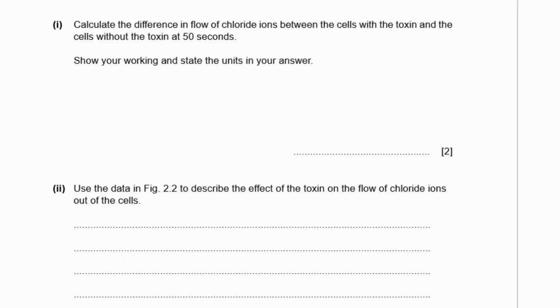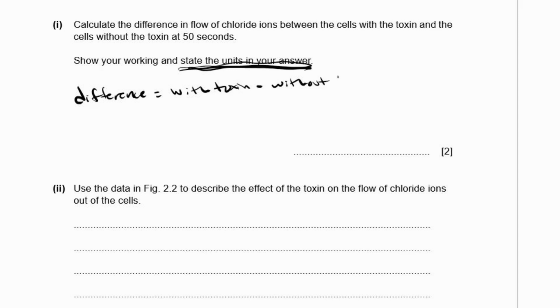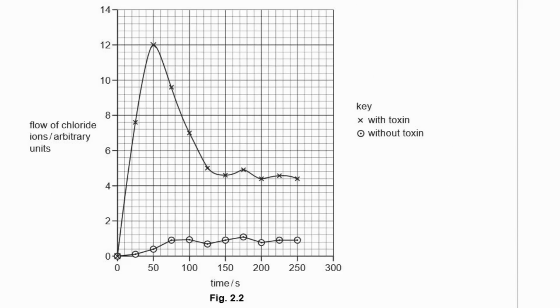1. Calculate the difference in flow of chloride ions between the cells with the toxin and cells without the toxin at 50 seconds. Show your working and state the units in your answer. Okay, it does say state the units in your answer. Make sure you read that. All right, so you want to calculate the difference. That means that's the amount with the toxin minus without toxin. Okay, flow of chloride ions with the toxin, flow of chloride ions without the toxin, and we're looking at 50 seconds. All right, so 50 seconds is here.